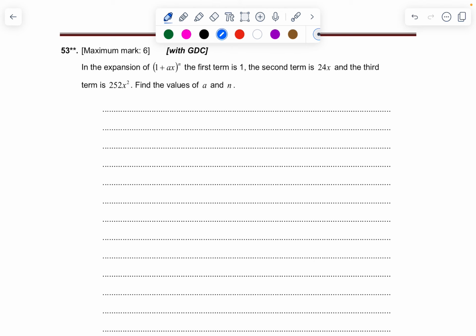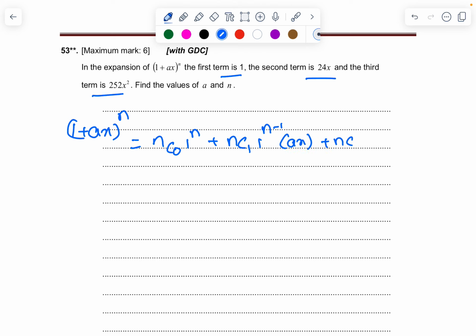In the expansion of (1 plus ax) whole to the power of n, the first term is 1, the second term is 24x, and the third term is 252x square. Find the values of a and n. (1 plus ax) whole to the power of n expansion: nc0 1 to the power of n plus nc1 1 to the power of n minus 1 (ax) and nc2 1 to the power of n minus 2 (ax) whole square.